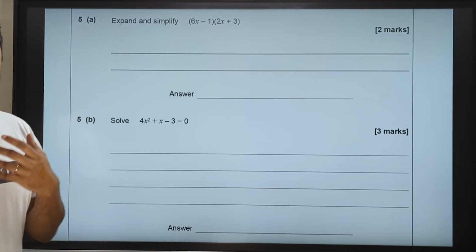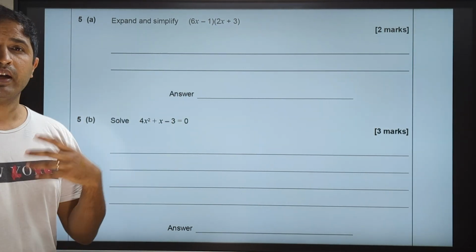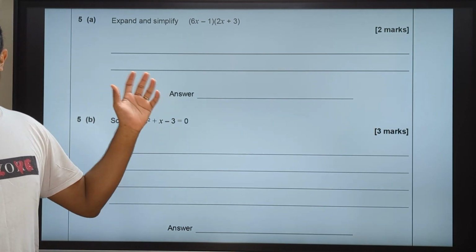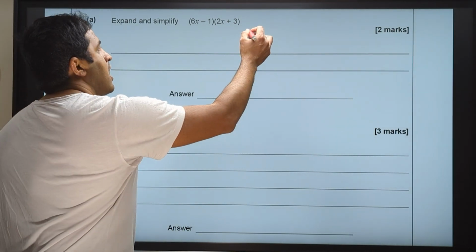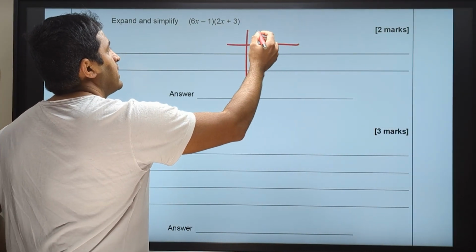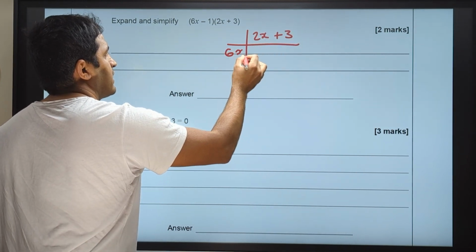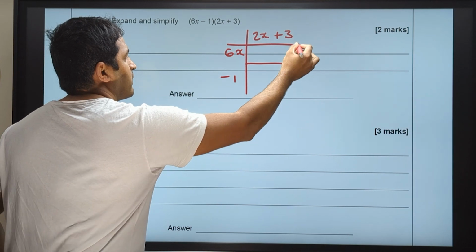Expand and simplify again. Because it's a higher question here, you've got double brackets. So we're still looking at a very basic part of the algebra, simplifying, expanding. Okay, you can use the grid method here. So we've got 2x plus 3 multiplied by 6x minus 1, and I can cross them off.